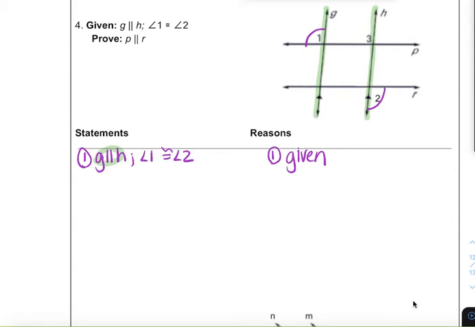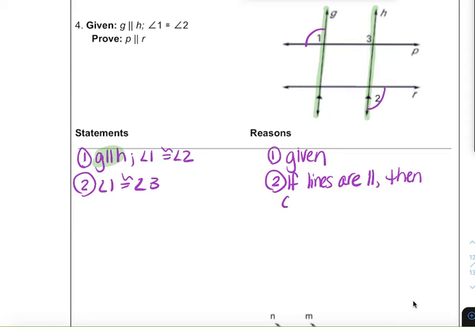Now we need to do something with this. G is parallel to H. If I look at G is parallel to H, the only thing that I have is I can say that 1 is congruent to 3. And I can say that because if lines are parallel, which G is parallel to H, then corresponding angles 1 and 3 have to be congruent. So now I know that 1 is congruent to 3.